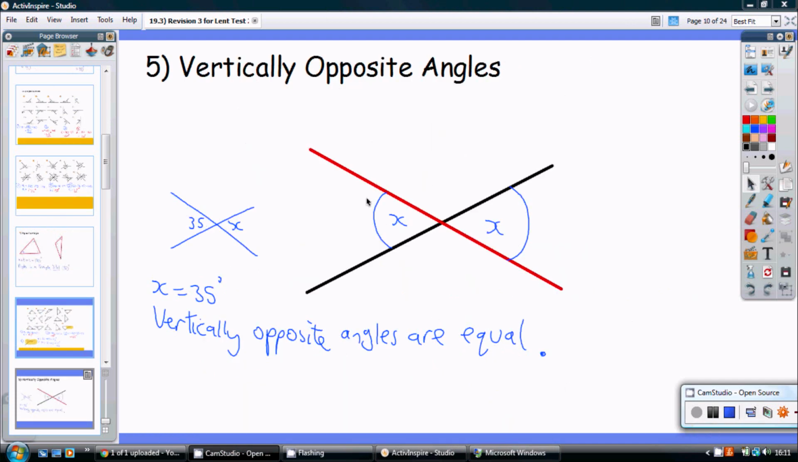So the fifth thing we just made a note of is that where you've got 2 straight lines crossing each other, then the angles that are vertically opposite each other, so not next to them, but opposite, are always going to be equal. So if that was 35, that would be 35 as well.